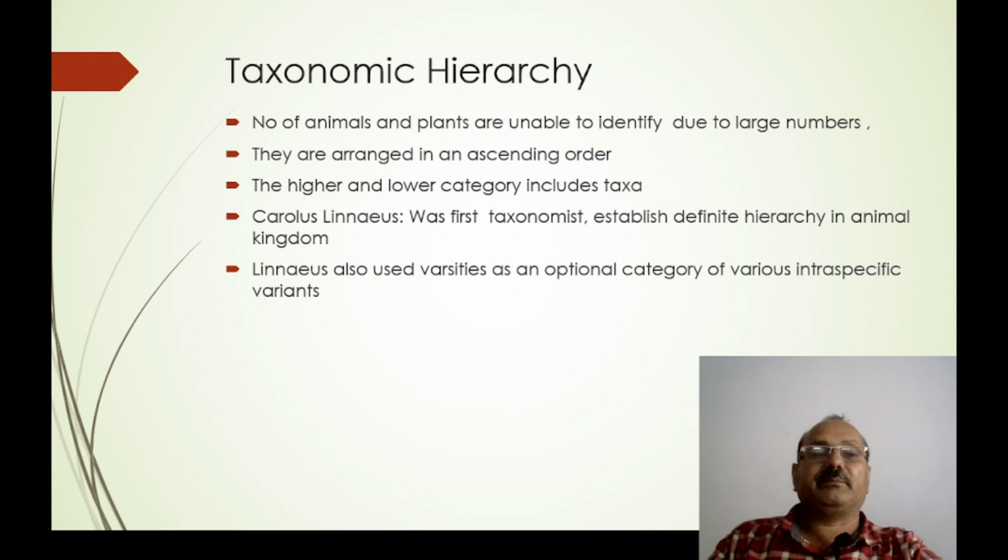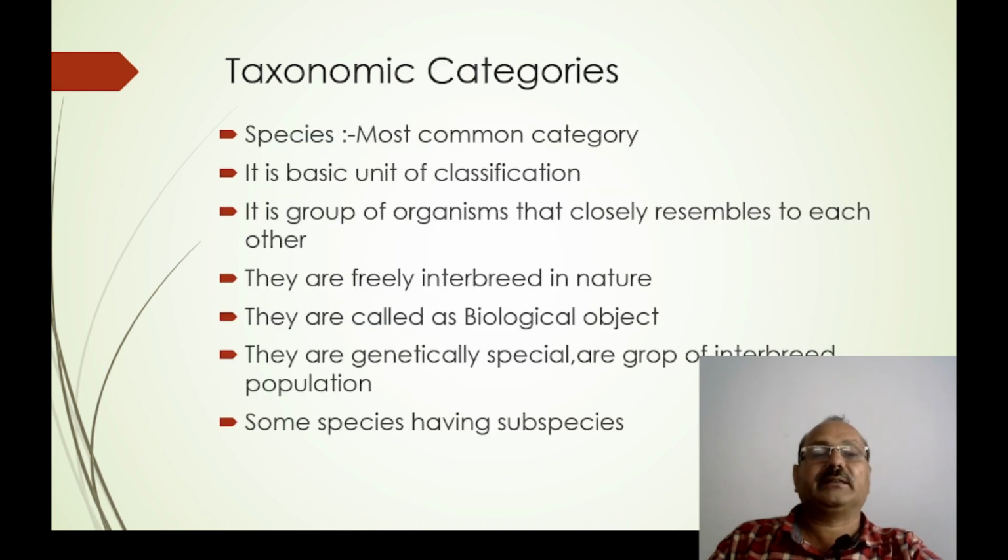The number of animals and plants is so large that they are unable to be identified easily. They are arranged in an ascending order. The higher and lower categories include taxa. Carolus Linnaeus was the first taxonomist who established a definite hierarchy in animal classification. Linnaeus also used varieties as an optional category for various intraspecific variants.